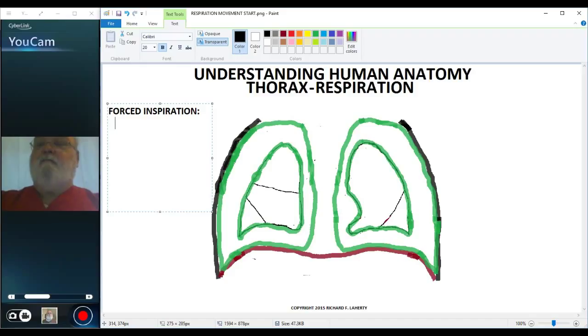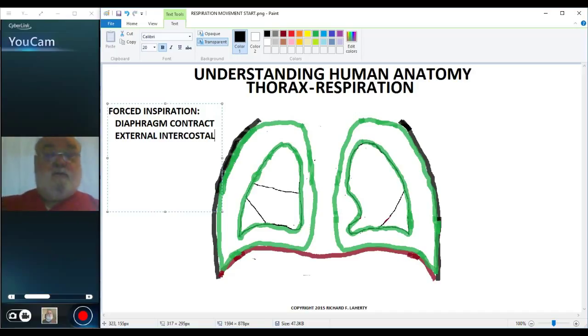we again have the diaphragm contract. Now, it may contract much more strongly, so it gets even flatter to increase the superior-inferior dimensions even more. We still have intercostal muscles, the external intercostal, increasing the lateral dimensions of the thorax.